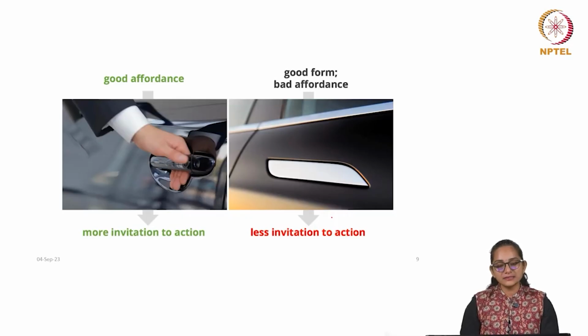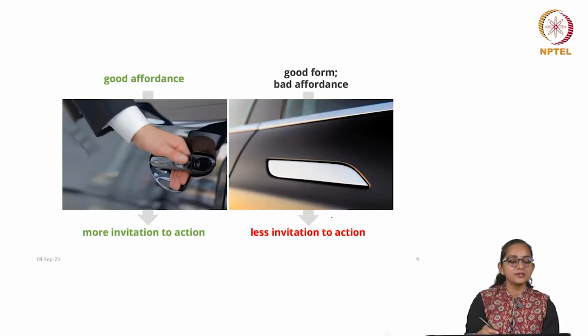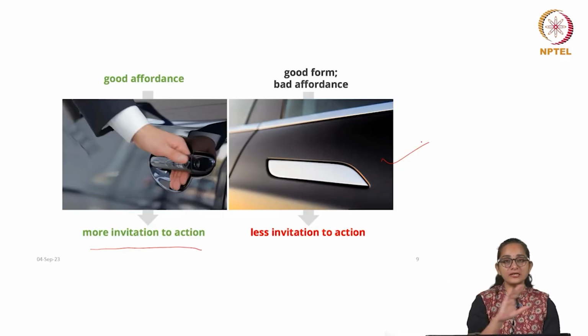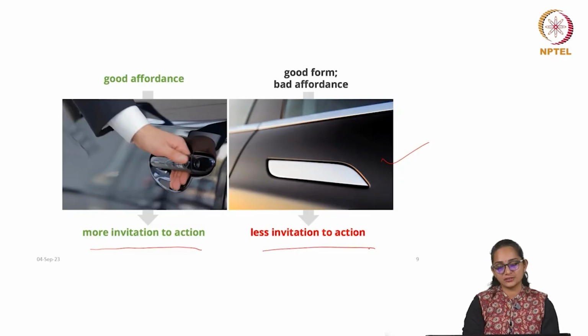So, just to understand, a good affordance means more invitation to action. Good form, it looks nice, this one looks nice, sleek, so finished. This one looks a little bit more jutted out, and there is this kind of cavity there, which disturbs the overall skin of the car itself. But then this is a bad affordance because there is less invitation to action.